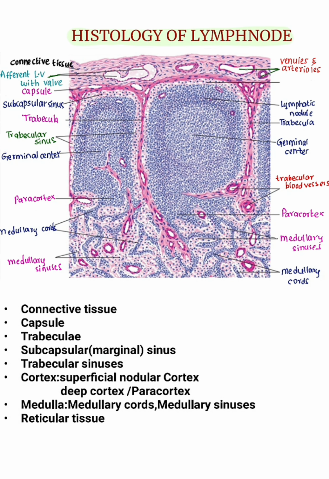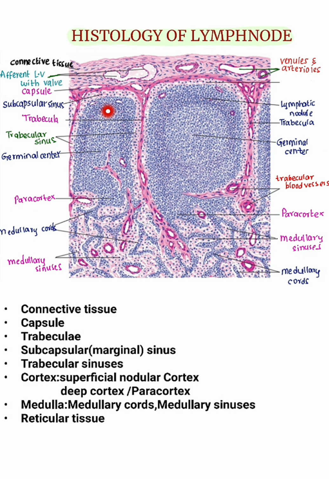A layer of connective tissue with venules and arterioles surrounds the lymph node capsule. It also contains afferent lymphatic vessel with valve. Lymph node is surrounded by dense connective tissue capsule. From the inner surface of the capsule, trabeculae arise. Trabeculae extend into the substance of the lymph node.